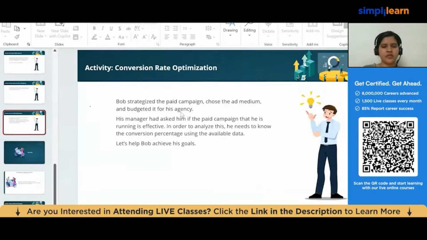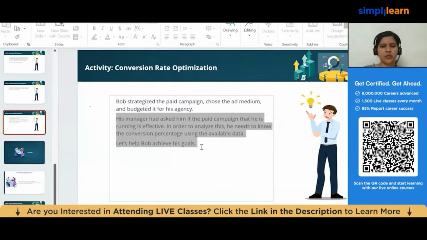Let's discuss conversion rate optimization. Bob strategized a paid campaign, chose the ad medium, and budgeted it for the agency. His manager had asked him if the paid campaign that he is running is effective. In order to analyze this, he needs to know the conversion percentage using the available data. Let's help Bob achieve this goal.